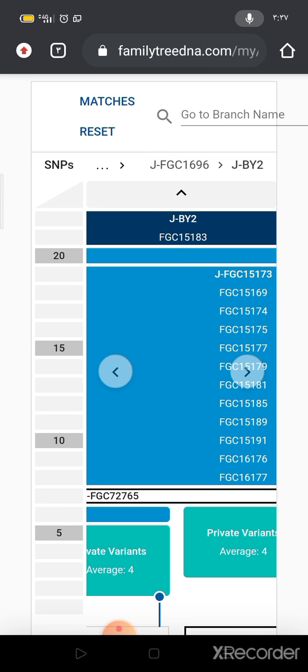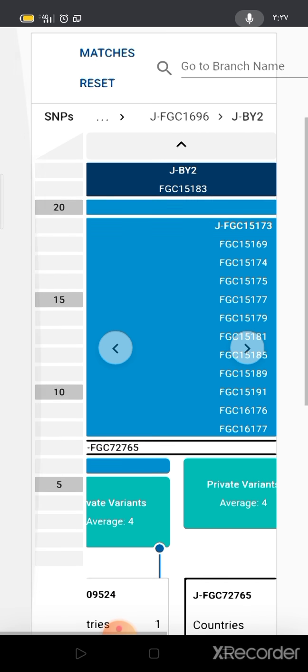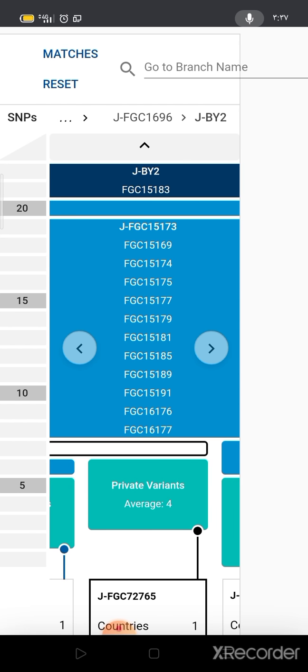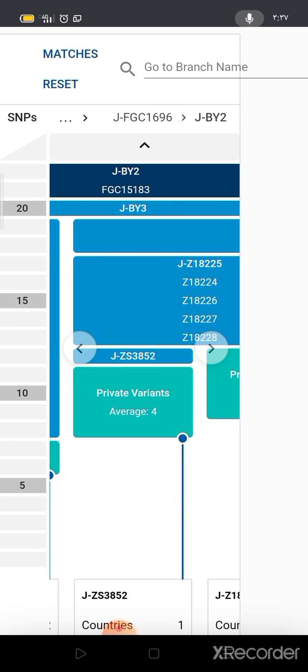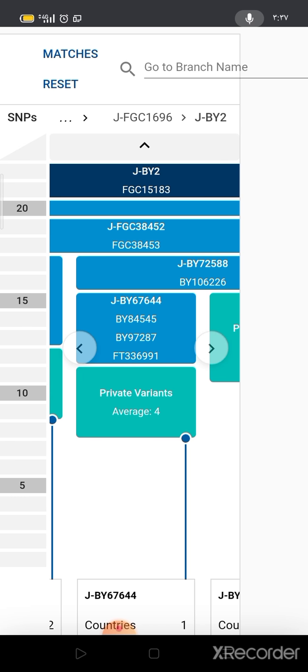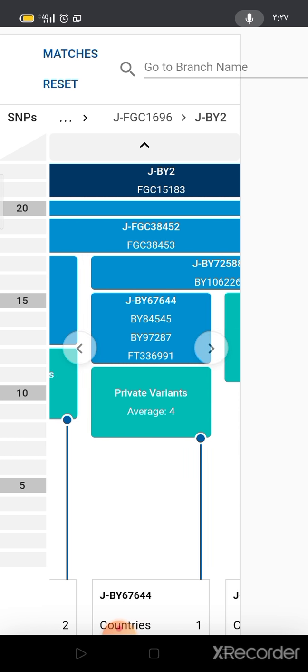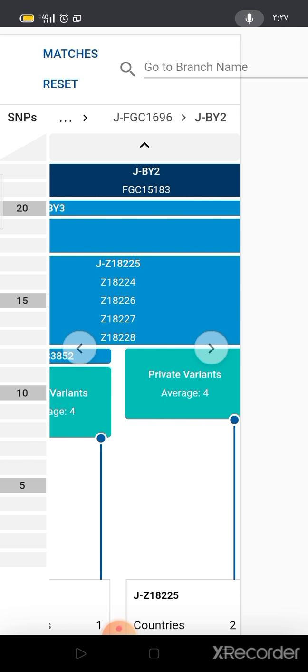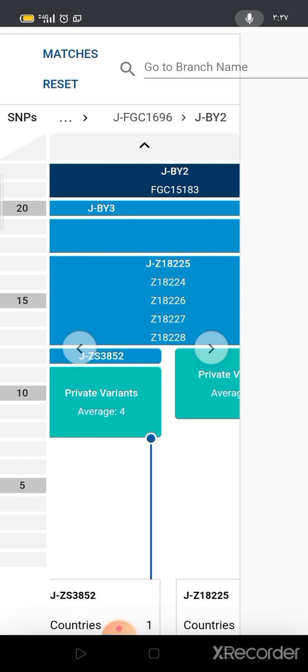You will find the Jaliin tribe on this branch, FGC 1713. But FGC 38452 is a different branch under BY3. You have here Z18225. This also has Sudanese tribes. All BY3 people are Sudanese.